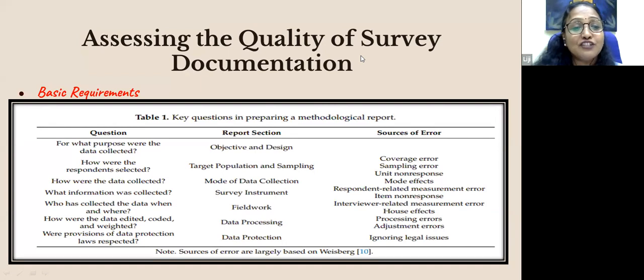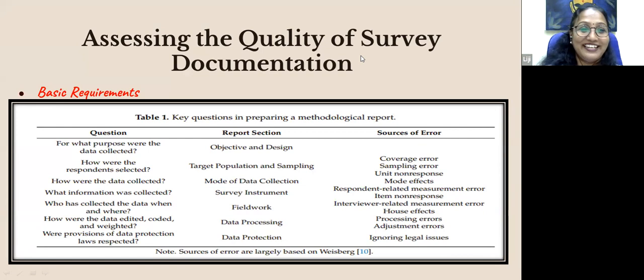Were the provisions of data protection laws respected? Please remember your data needs to have protection. There are a lot of data protection laws associated with this, which you need to get into and then protect your data. If you ignore the legal issues, obviously you will get into problems related to data protection.